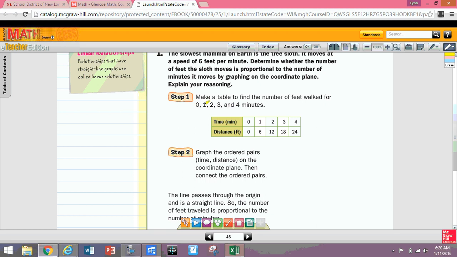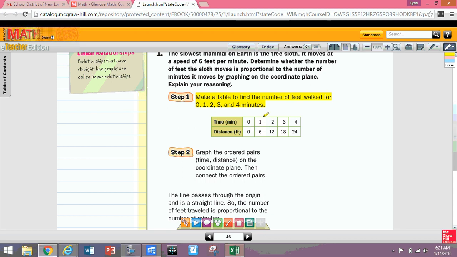We start this time with the number 0. That number 0 we start with because if it's proportional, it's going to go through the origin. If it isn't proportional, it's not going to go through the origin. So you want to always start with your input value as 0. In 0 minutes, how far is he going to go? He's going to go 0 feet.